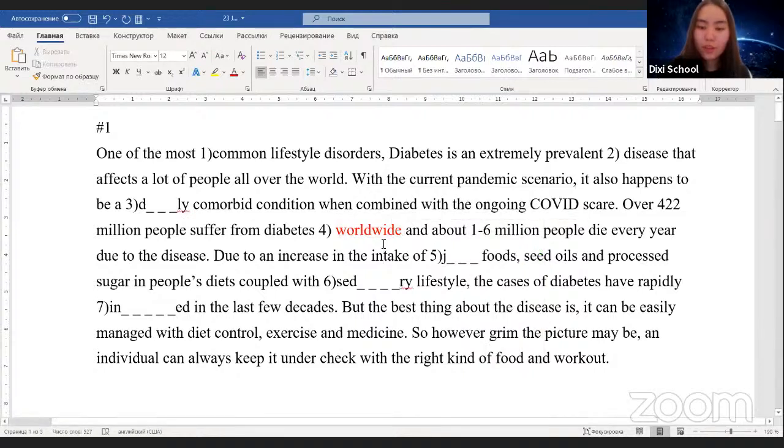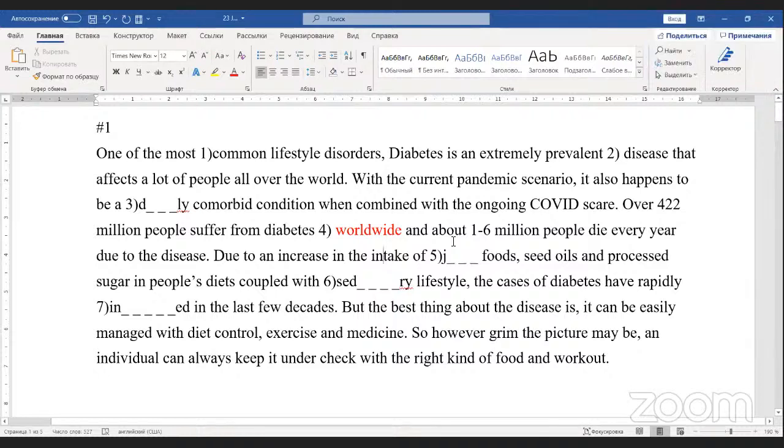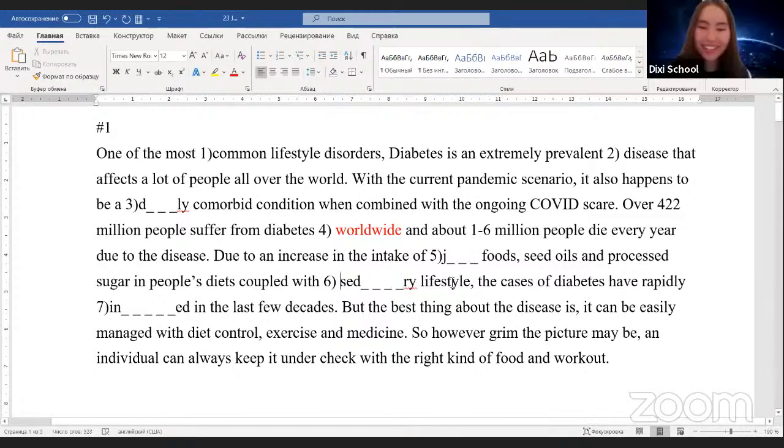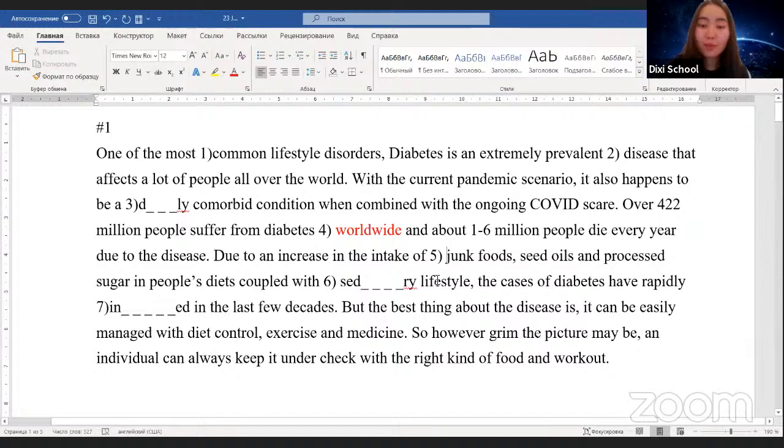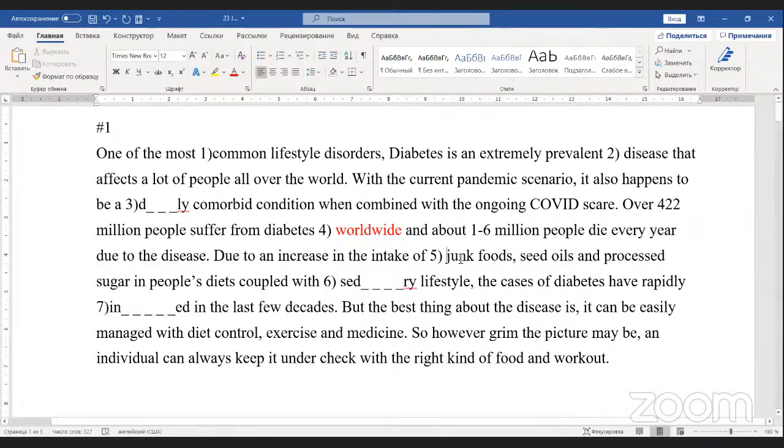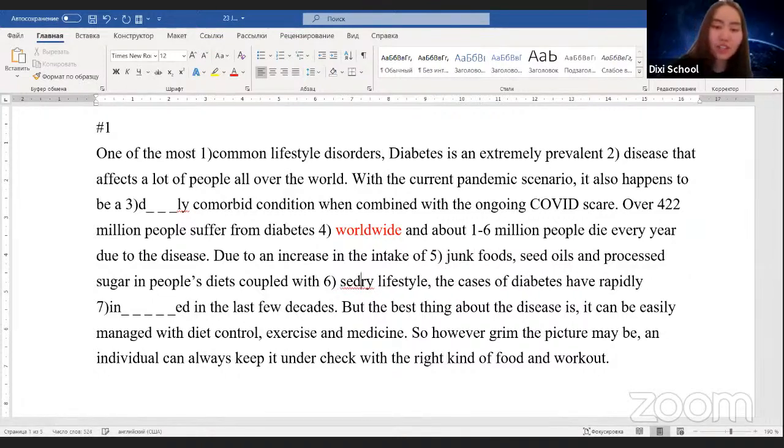Okay, let's continue with Dida. Due to an increase in intake of junk foods, seed oils, and processed sugar in people's diets, coupled with something lifestyle, yeah. Okay, so here you are right. It is junk foods, obviously. And also here, how can you guess? For example, nowadays, some lifestyle leads to diabetes here. Nowadays, for example, people move less, right? Sedentary? Yeah, excellent, Dida. Sedentary, right? Sedentary means сидячий.